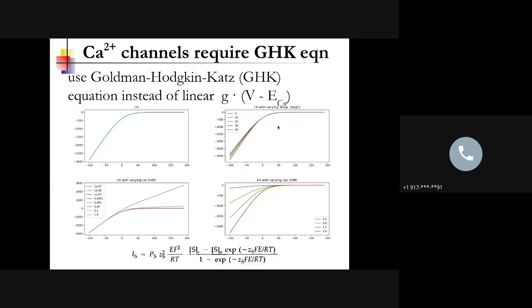And Saranjana did these nice variations. We vary temperature. It's temperature dependent. Really doesn't make much difference. But if we vary internal calcium, when you go to a very extreme internal calcium, then we can get reversal. And so then we start to get something very much like the line that we expect from the classical linear description of G times V minus ECa, here varying external calcium. At some point, you get to a point where you don't have any gradient. That's what's shown here. Now the current is generally zero, near to zero, no matter what your voltage is.